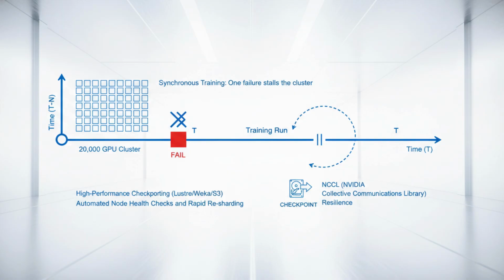We solve this with frequent checkpointing to high-performance parallel file systems, like Lustre or Weka. However, checkpointing a multi-terabyte model state every hour creates a massive I/O burst. Architects must balance checkpoint frequency against I/O overhead and implement in-network computing to detect and isolate faulty nodes within milliseconds to restart from the last known good state.